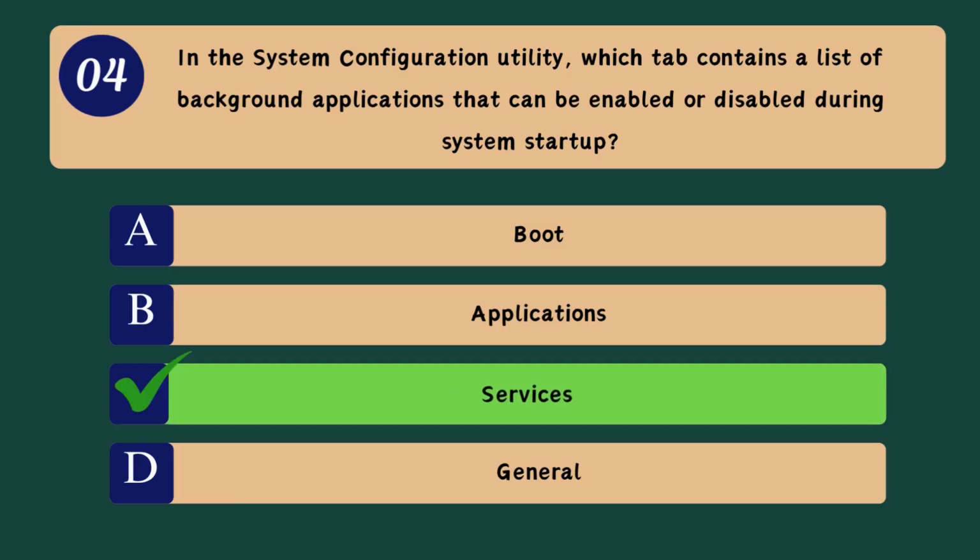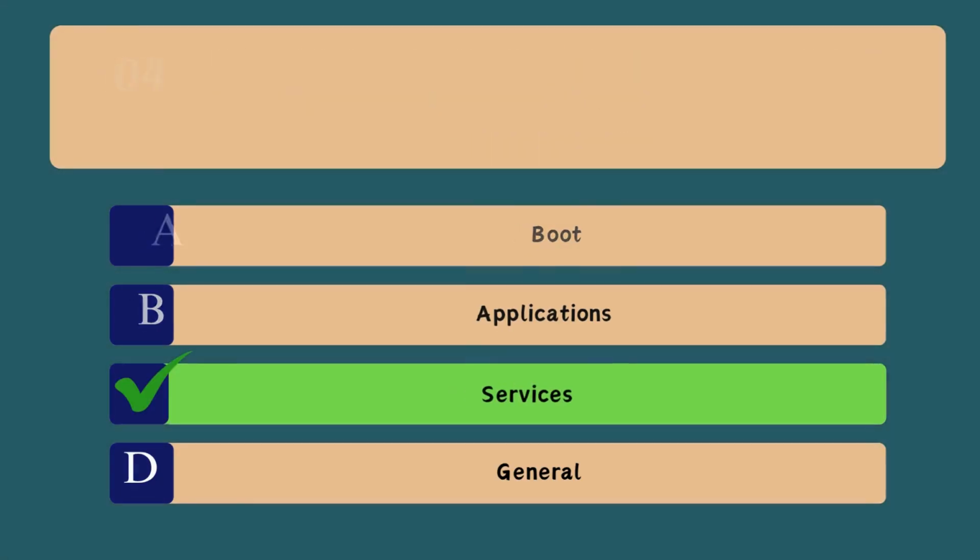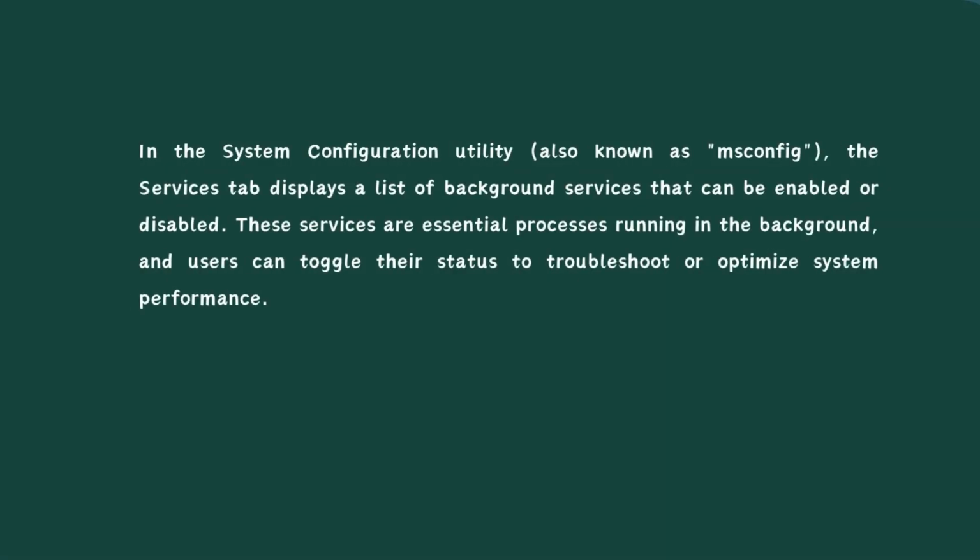Correct answer: C. Services. In the System Configuration utility, also known as msconfig, the Services tab displays a list of background services that can be enabled or disabled. These services are essential processes running in the background, and users can toggle their status to troubleshoot or optimize system performance.